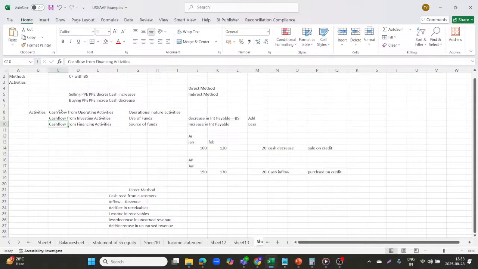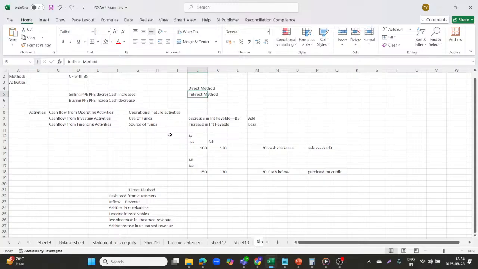So there were two methods, as I talked about: direct method and indirect method. In the direct method, you display major classes of operating cash receipts and disbursements. Non-cash items like depreciation and amortization are not disclosed here. It ignores the gain and loss of the non-cash items too. And in the indirect method, cash receipts and disbursements are not disclosed separately, but are adjusted to the net income.